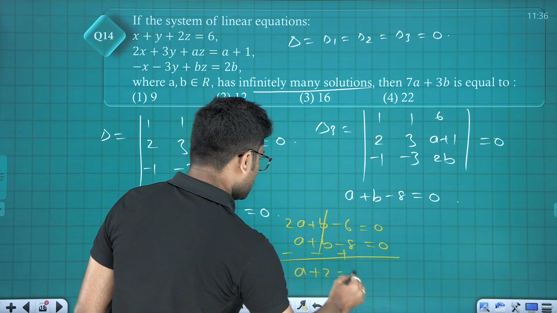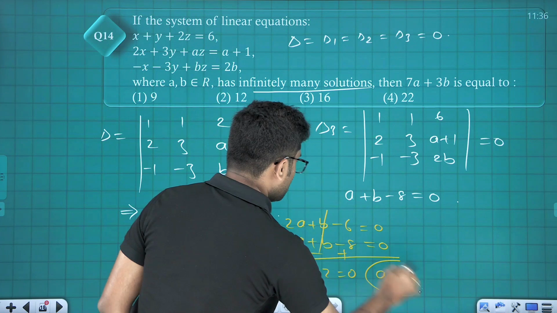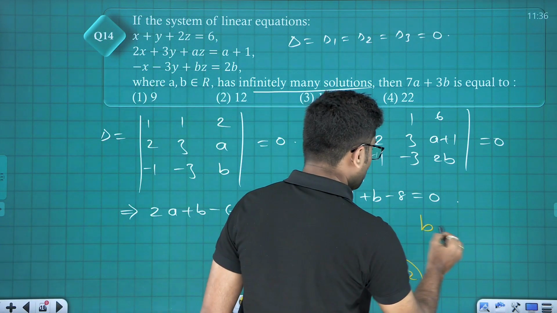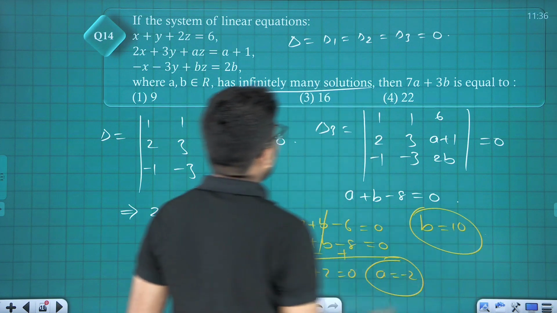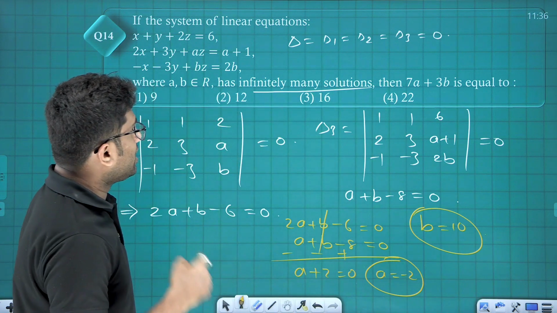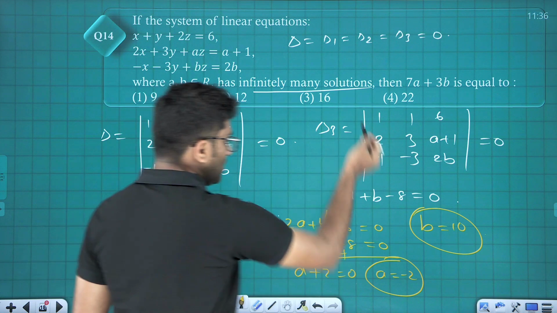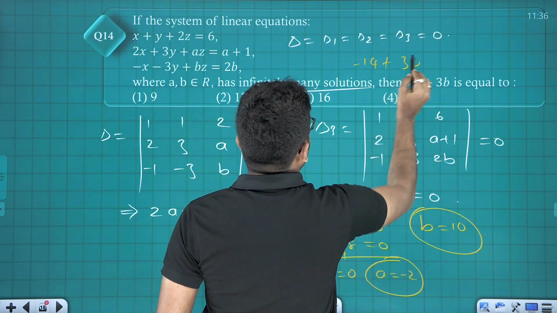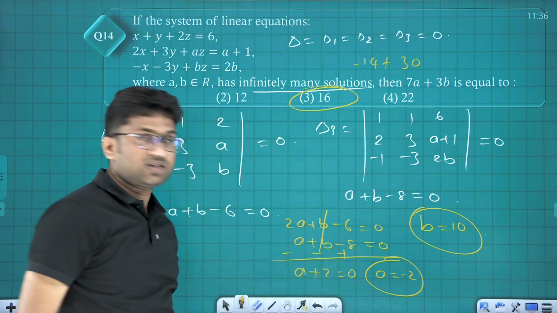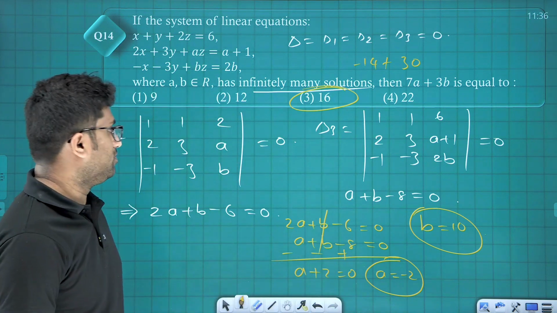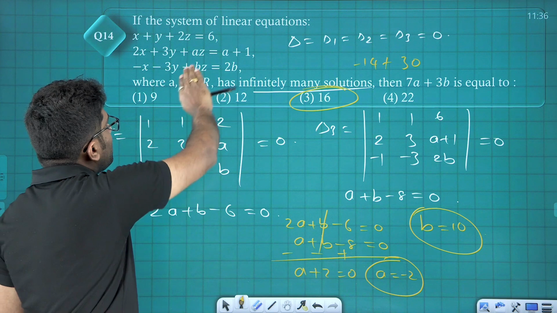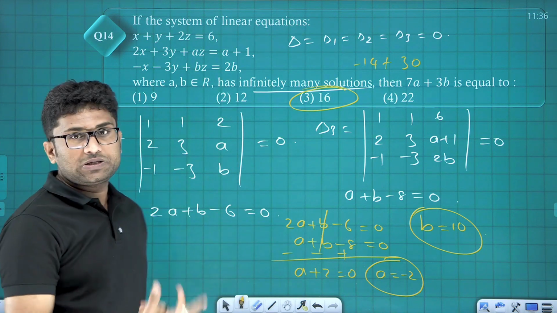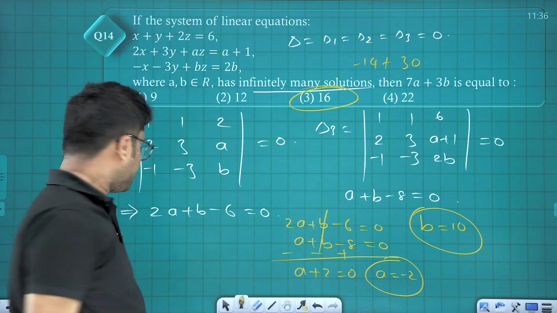a is equal to negative 2. If a is negative 2, b will be 10. So a is minus 2 and b is plus 10. Now they are asking 7a plus 3b. 7 into minus 2 is minus 14, plus 3 tens are 30, which is equal to 16. Answer is 16, friends. Simple. If you know what will be the required approach for infinitely many solutions, there we get it.